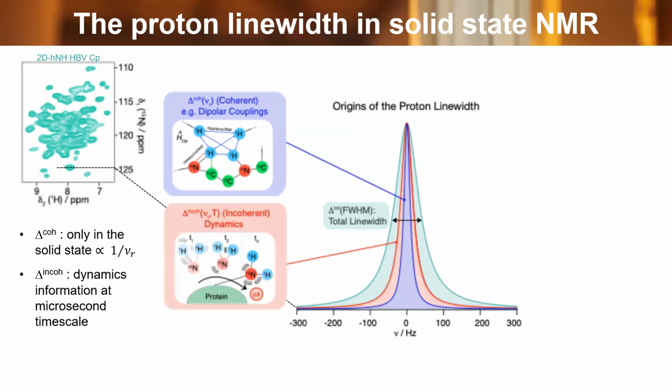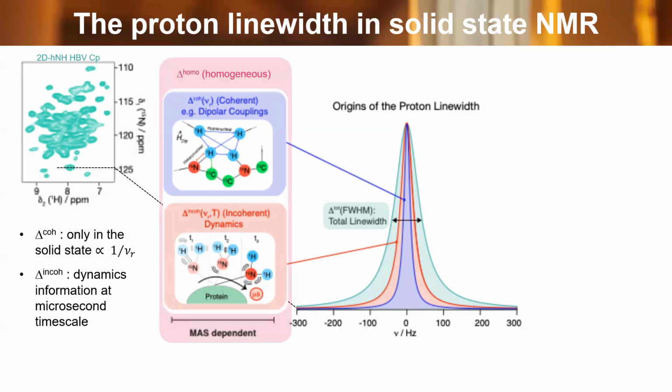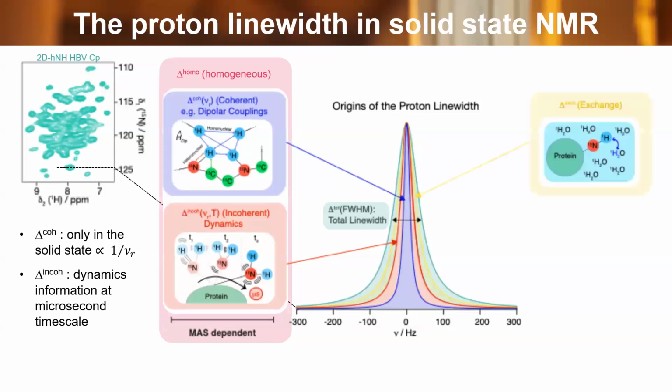Then you have a second contribution, which is the incoherent contribution. And this is the one that contains dynamic information, dynamics at the microsecond time scale. So it's similar to the one you have in solution state, the R2. And these two contributions together are called the homogeneous line width. It's magic angle spinning dependent. Then you have another contribution, which is the exchange contribution, which is coming from conformational or chemical exchange. But in many cases, or often, it's treated together with this incoherent contribution. This is what I will do later.